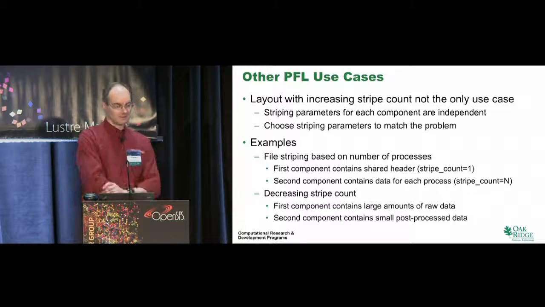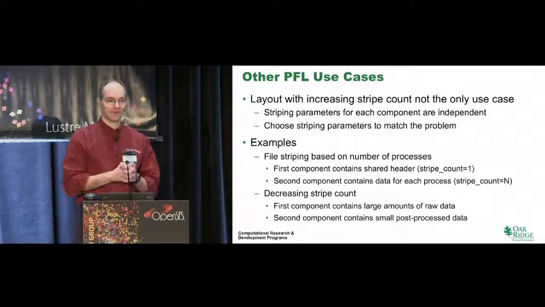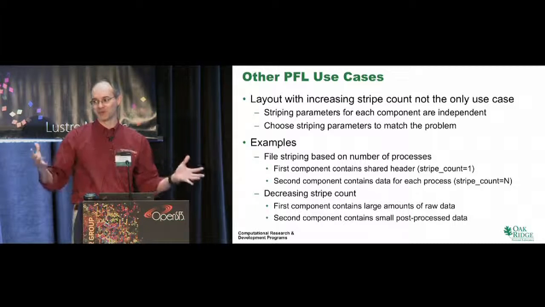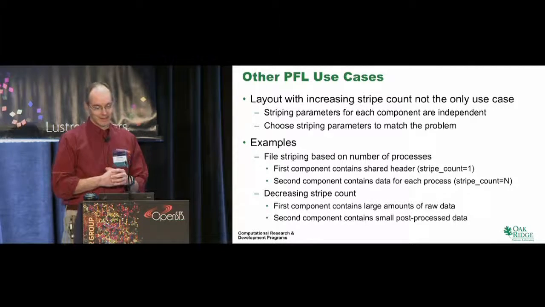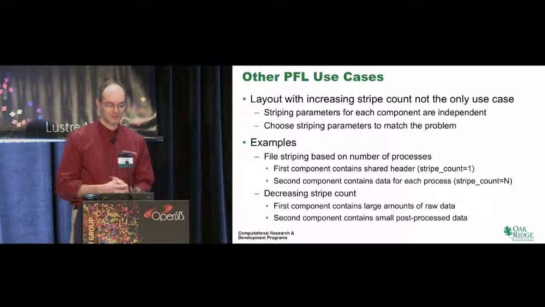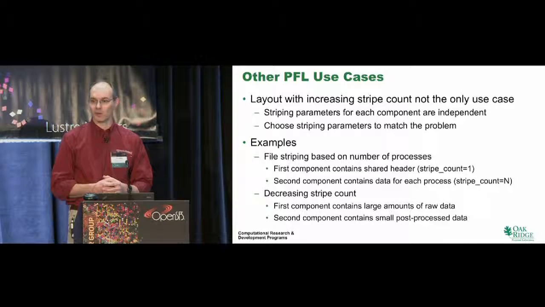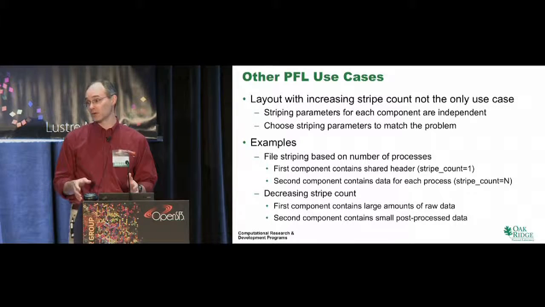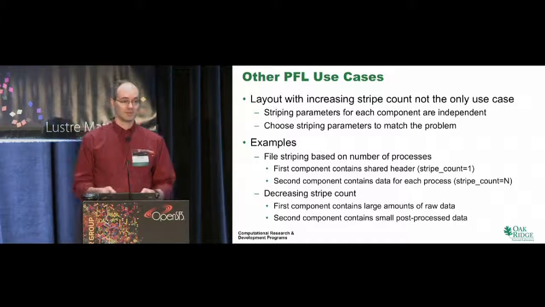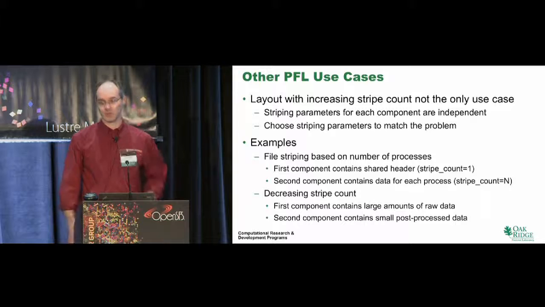Now, the example I showed and even the name progressive file layouts tends to give this picture of increasing the stripe count as you go along. And while that's probably one of the most obvious use cases for it, it's not really the only one. I should point out that the striping parameters for each component are completely independent of each other.